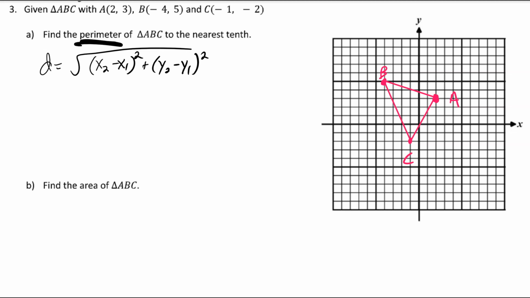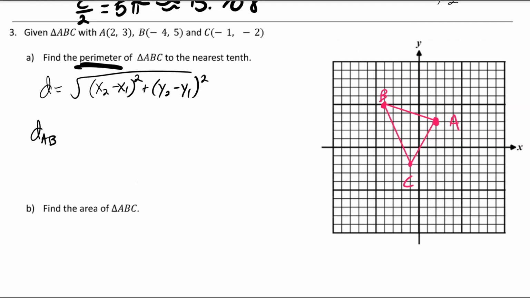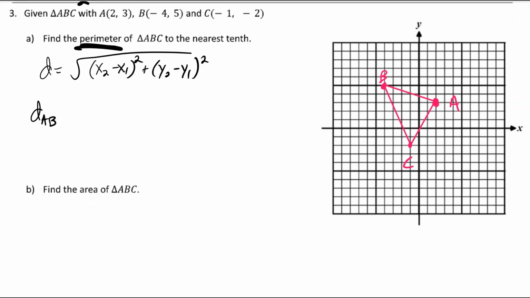And I'll just find the length of one of them because the process is the same for all of them. If I want to find the distance for, let's say, AB, that side, I can treat A as my x1, y1, and B as my x2, y2 when I substitute into the formula. So negative 4 minus 2 squared plus my y2 minus y1 squared.